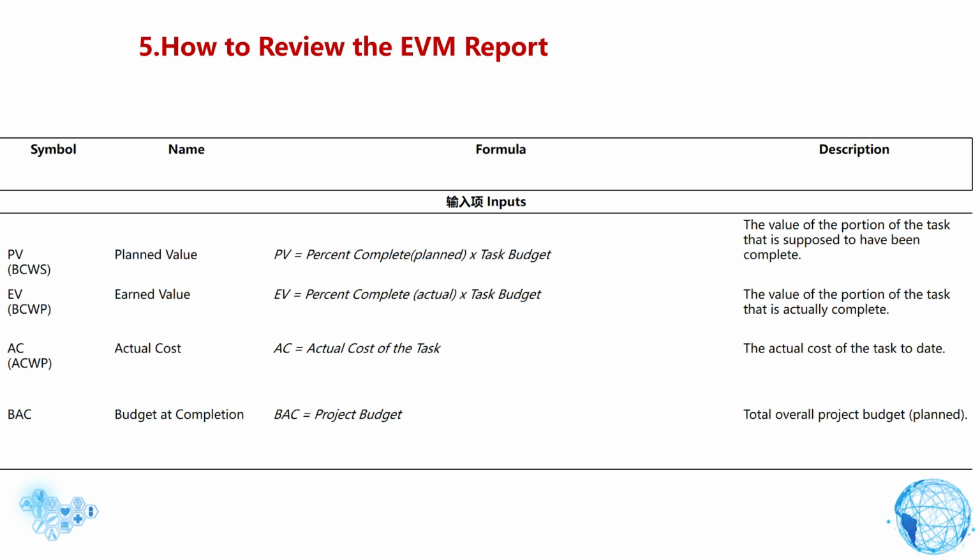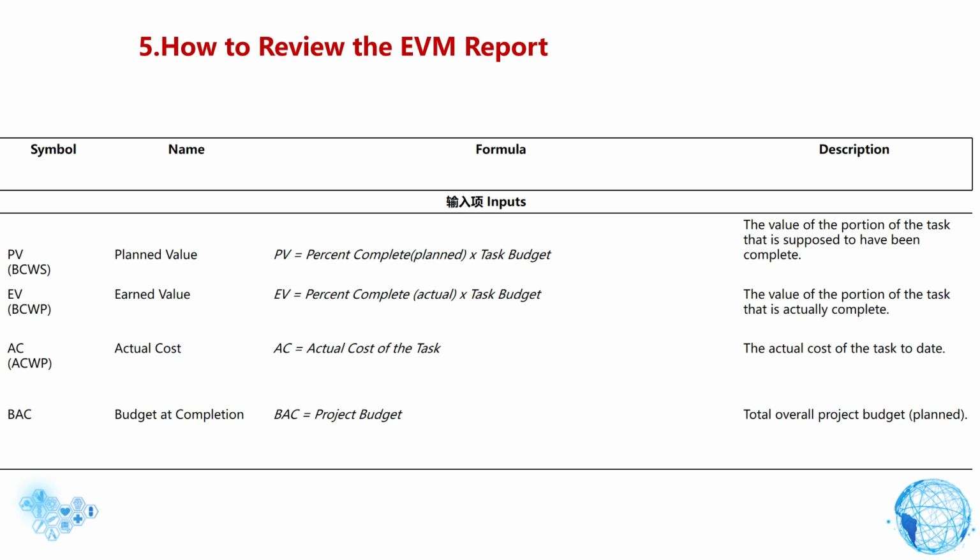PV, BCWS. Planned value. PV equals % complete, planned, times task budget. The value of the portion of the task that is supposed to have been complete. EV, BCWP. Earned value. EV equals % complete, actual, times task budget. The value of the portion of the task that is actually complete. AC, ACWP. Actual cost. AC equals actual cost of the task, the actual cost of the task to date.